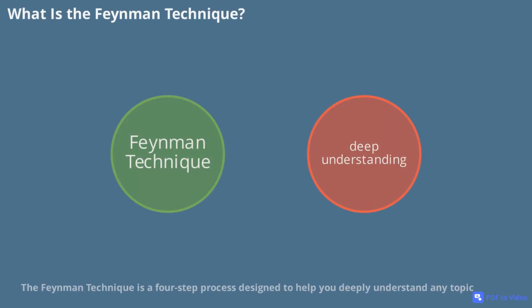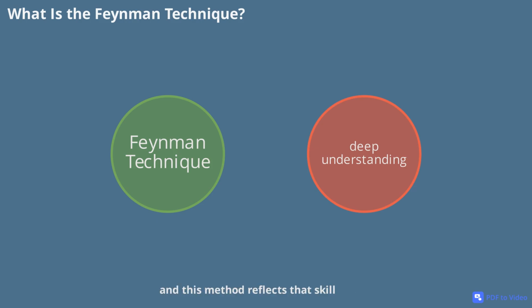The Feynman technique is a 4-step process designed to help you deeply understand any topic. Richard Feynman was famous for explaining complex ideas in simple terms, and this method reflects that skill. The core idea is simple. If you can explain something clearly, you truly understand it. If you can't, you found a gap in your knowledge.